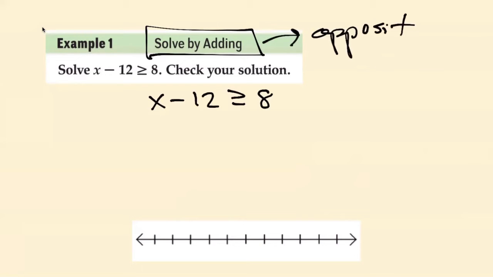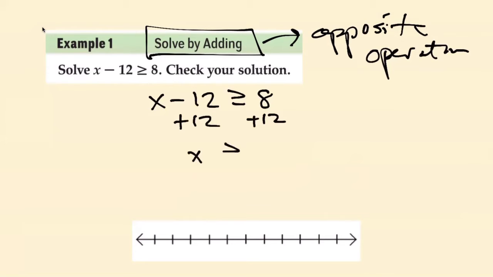Because then you don't think, oh, well, I learned 2 things. You actually learned 1 thing. You solve by doing the opposite operation. So if you are subtracting from x, you're going to add. So you're going to add 12, right? And then that's going to give you x is greater than or equal to 20. Notice I kept the direction of the inequality sign going the same way.